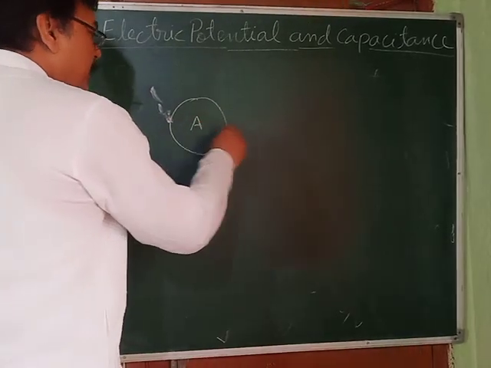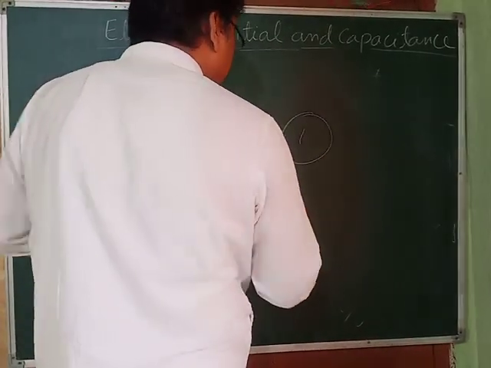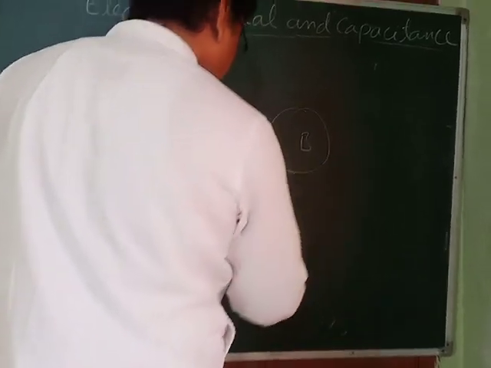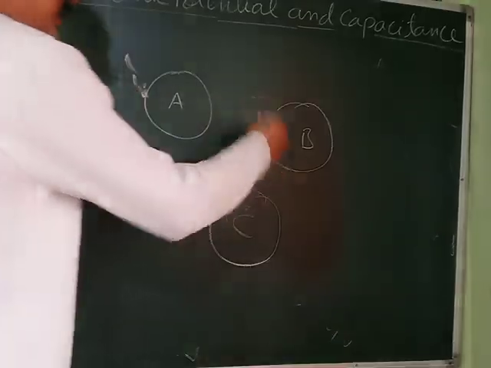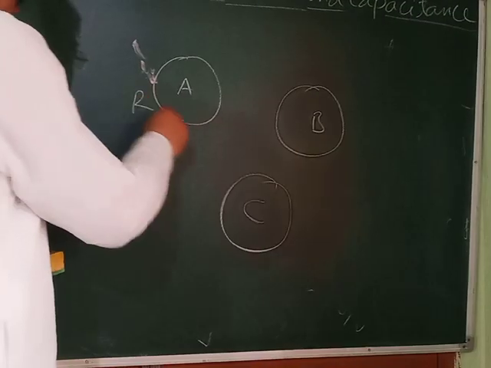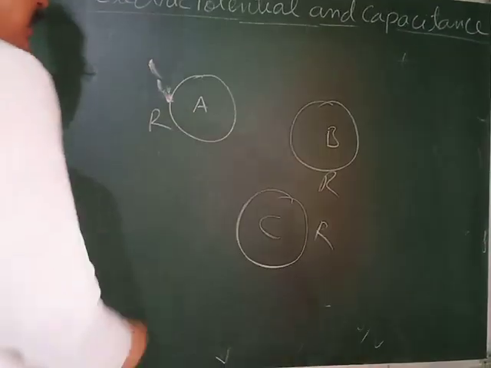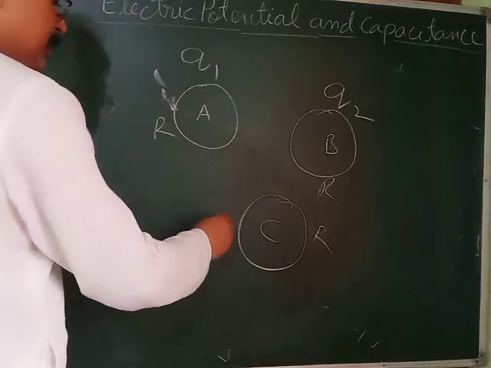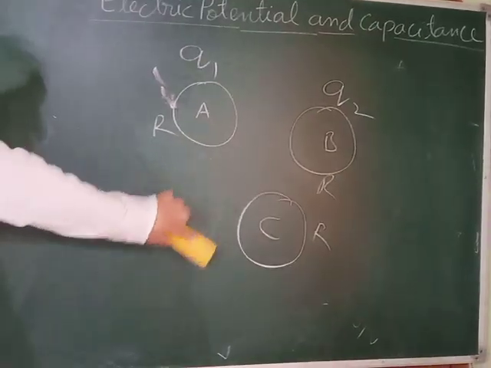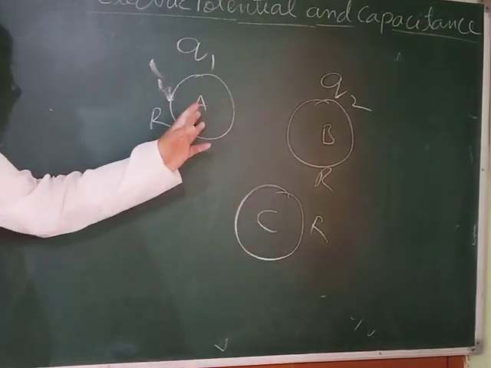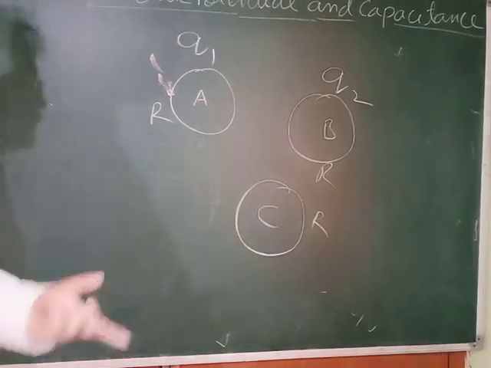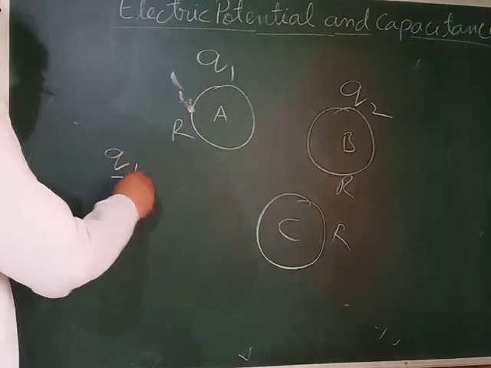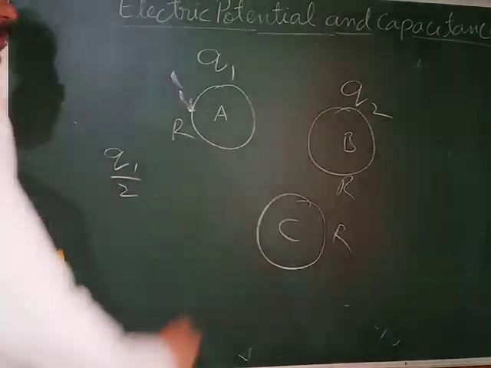This is sphere A, sphere B, identical. Okay, identical spheres are there, and this is sphere C. All 3 are identical. All have got radius R, R, and R. Okay, and this has got charge suppose Q1. This has got charge Q2, and this has got no charge. If you are touching it to this, then what will be the charge on this and this? See, when we touch this, then what happens? Q1 by 2 charge it will have, and it will also have Q1 by 2 charge.